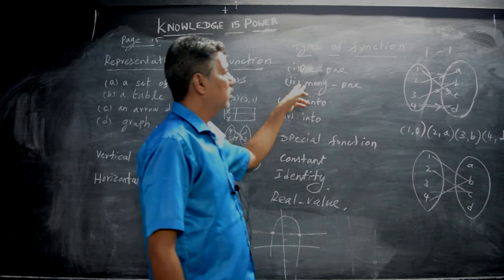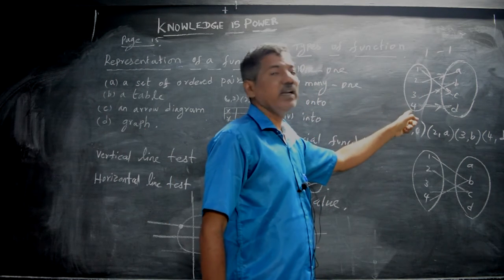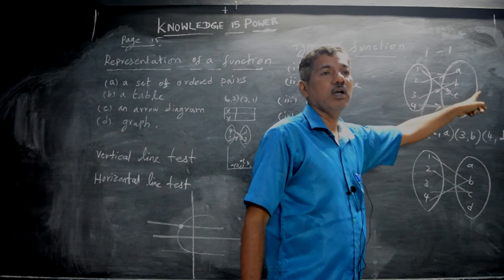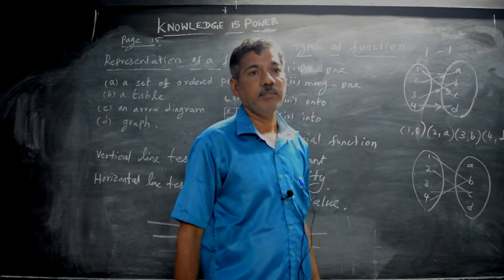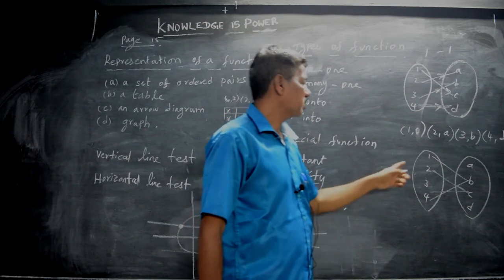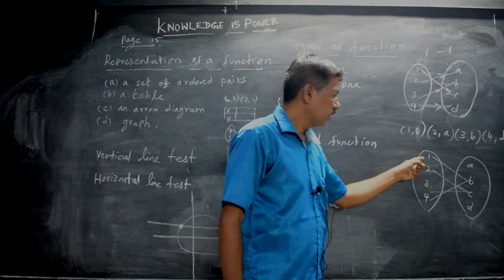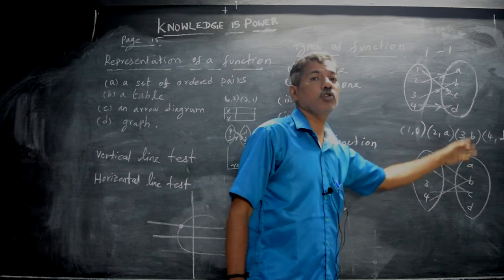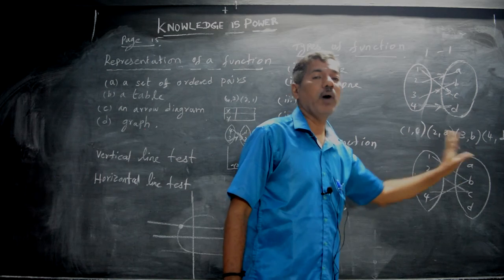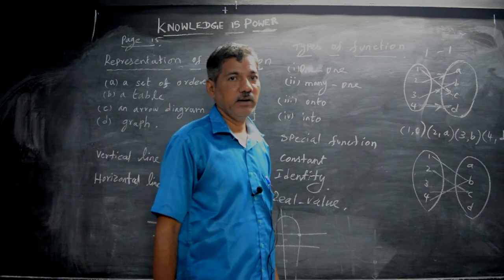Both the things. One-to-one function means every element in the first set, that is the domain, has an image in the codomain. Then it is called a one-to-one function. Second, many-to-one function. See here, 2 or sometimes 3 also go to the same element. That concept is called a many-to-one function. It's clear?